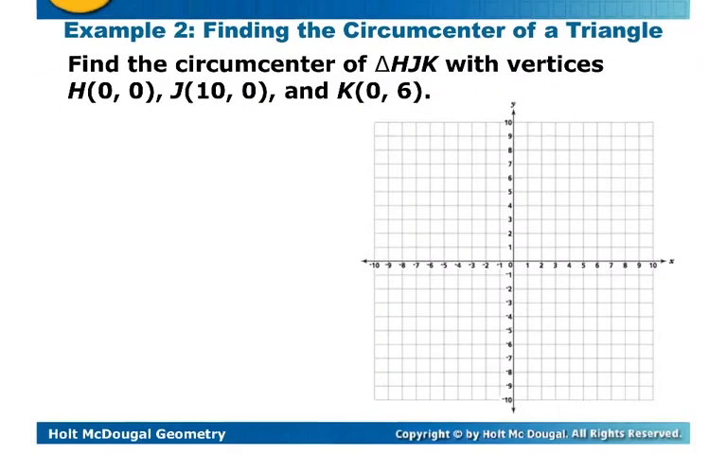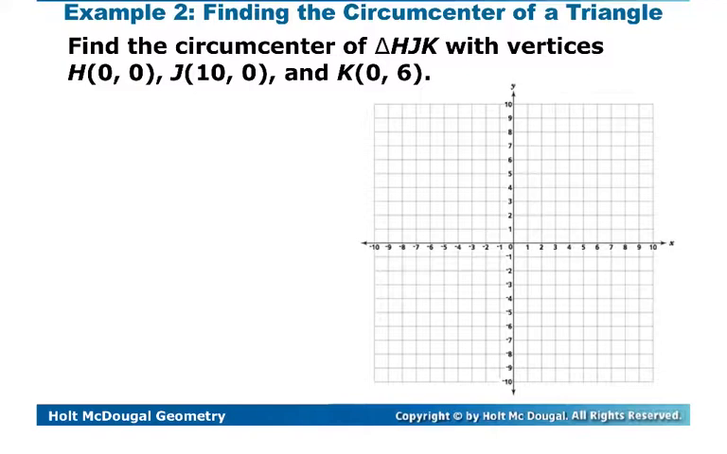So we're going to find the circumcenter of this triangle here, which means I'm going to plot each of these points, and then I'm going to find all of the perpendicular bisectors and make them intersect. The first point I have is (0, 0), and then I have (10, 0), and then (0, 6).